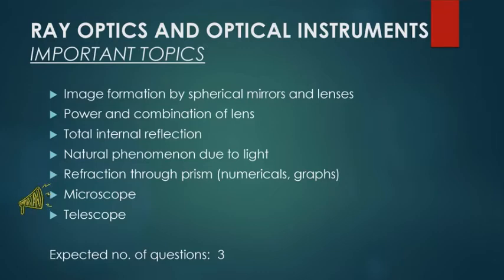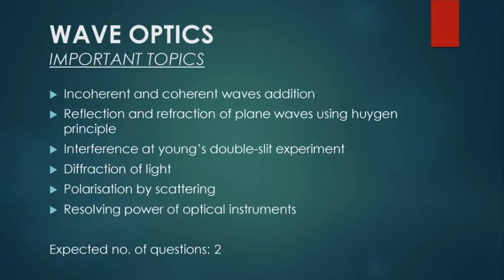But from this chapter, numerical questions are most expected, and especially combination of lenses or combination of mirror and lenses can be expected. The expected number of questions in this chapter are 3. Next chapter is wave optics. This is also an important chapter which is based on numericals.